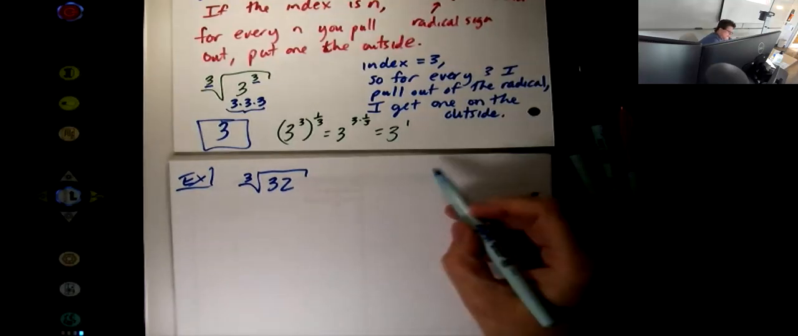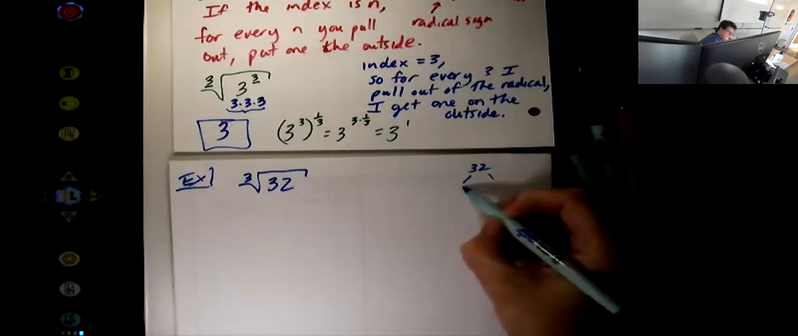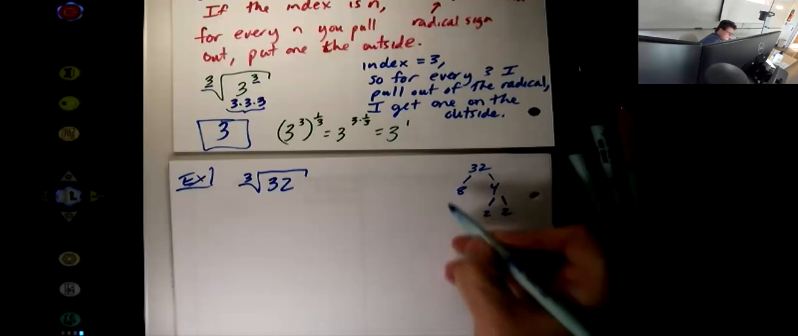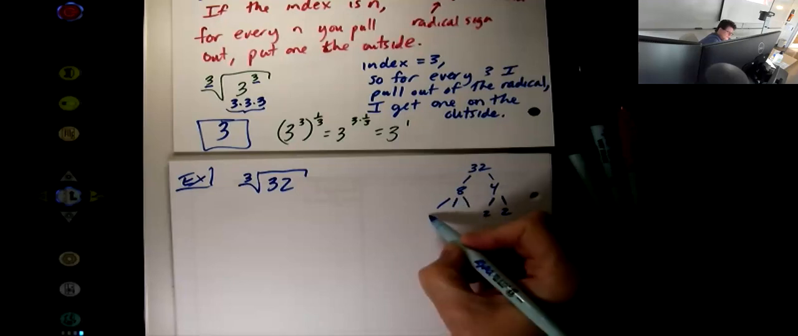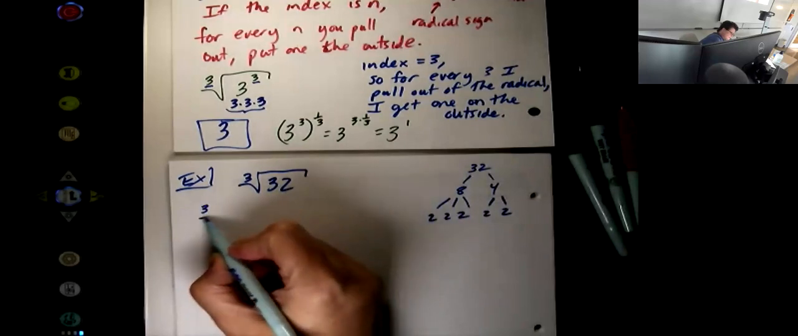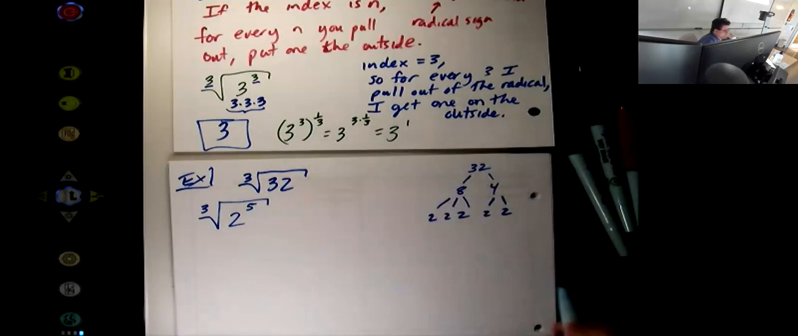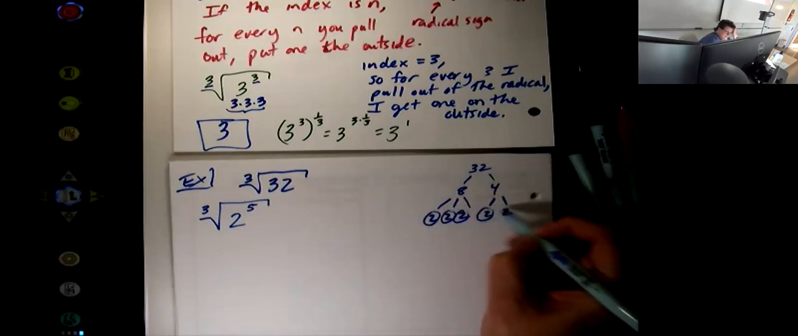All right, so we want to factor the 32 and see how many there are. 32 is 8 times 4. 4 is 2 times 2. 8 is 4 times 2, which is 2 times 2 times 2. So I can rewrite 32 as 2 to the 5th power, because I have 5 2's here.